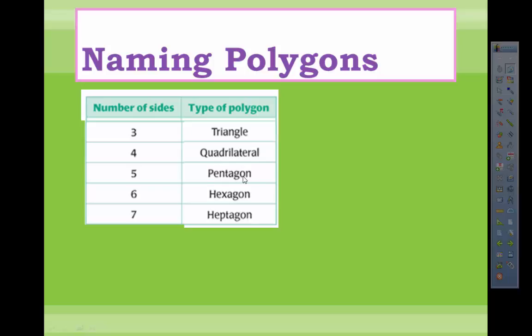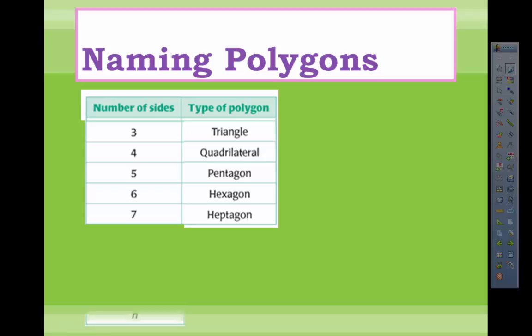If it has 5 sides, it's a pentagon, then hexagon, and heptagon for number 7. Hepta, it's like the heptathlon. If you know anything about the Olympics that just happened in Brazil, you might recognize the heptathlon as a 7 event competition. They do javelin, they do hurdles, and all these different events. There's 7 altogether in the heptathlon. And likewise, heptagon has 7 sides.